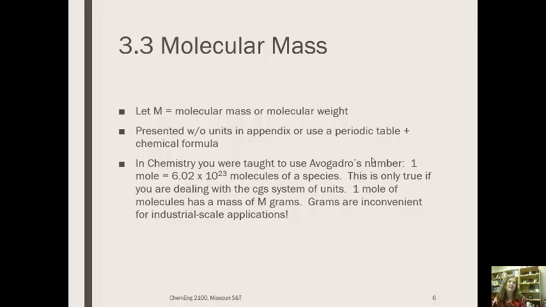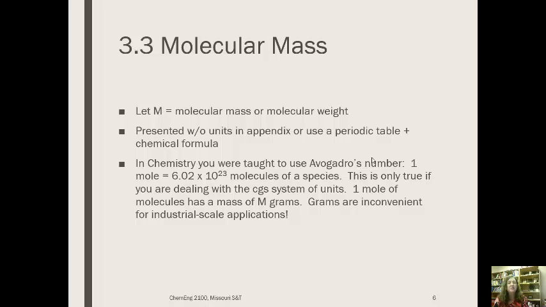So M, the molecular mass or molecular weight, it's usually presented without units in the appendix of the book or in data tables. You can also get this from periodic tables, plus knowing the chemical formula for your molecule. We are typically taught that the molecular mass of a substance has units of grams per mole, where a mole is defined by Avogadro's number. 1 mole has 6.02 times 10 to the 23 molecules of whatever that thing is.